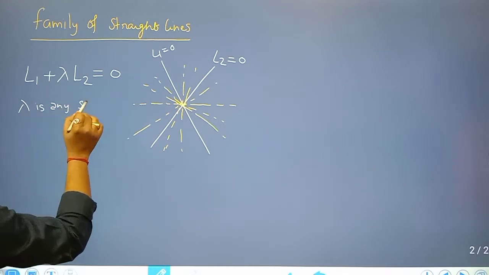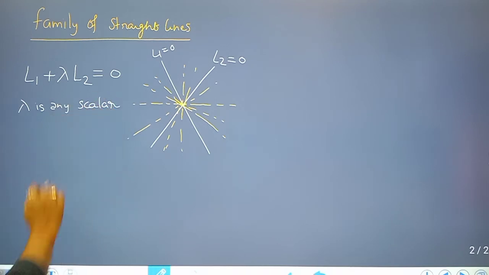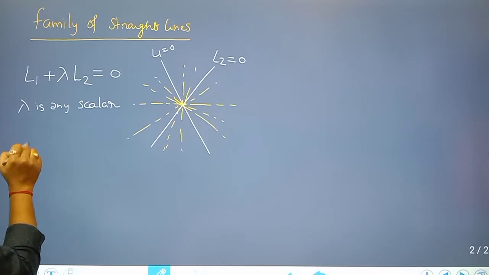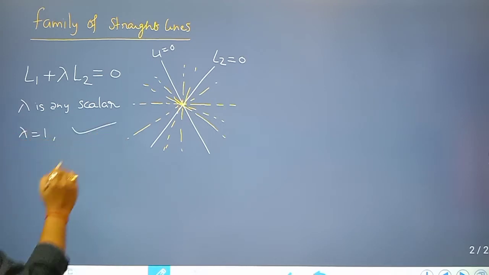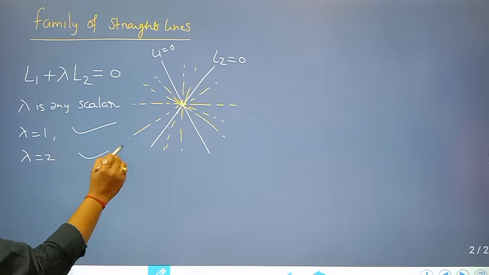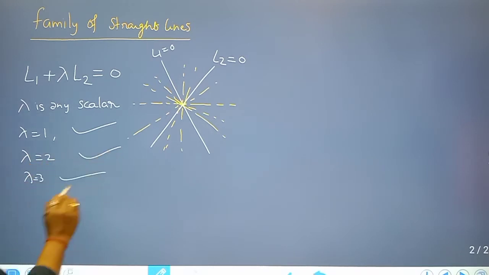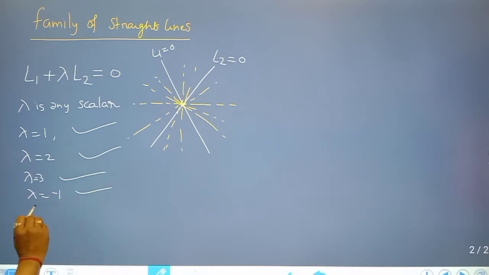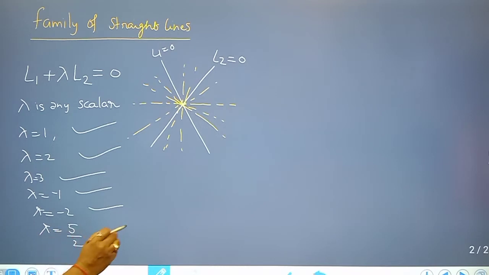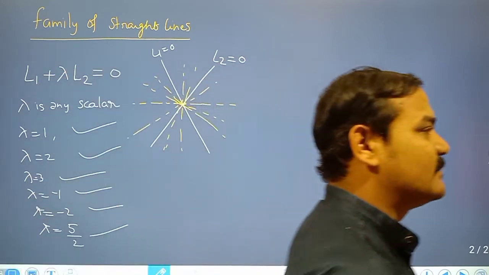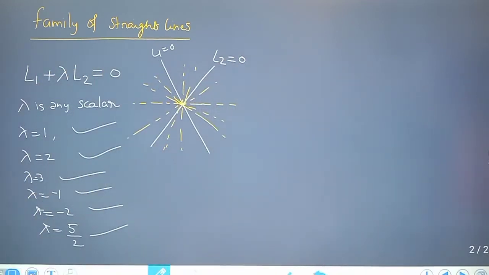That means you can take different values of lambda and get different lines. If lambda is equal to 1, one line will come. Lambda equal to 2, another line. Lambda equal to 3, another line. Or lambda equal to minus 1, one line. Lambda equal to minus 2, one line. Or lambda equal to 5 by 2, another line. Like that, infinite lines will come using this formula. So the equation of a line passing through the intersection of L1 and L2 is L1 plus lambda L2 is equal to 0.